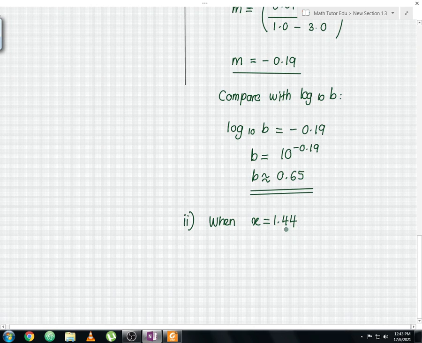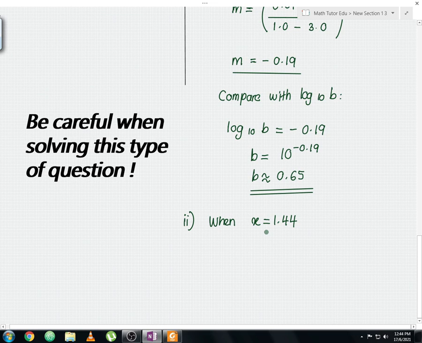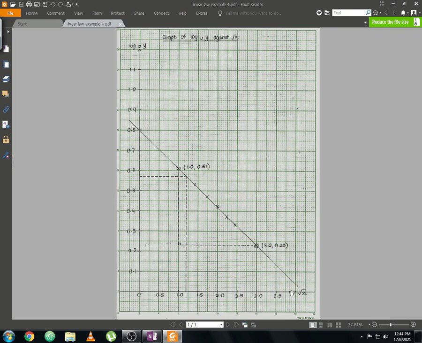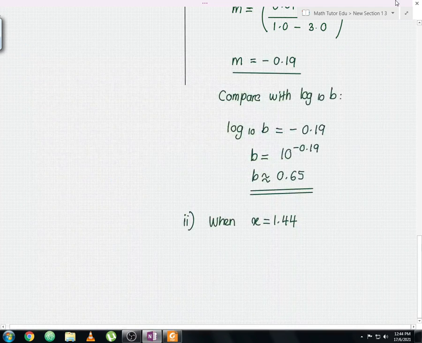some students, what they do is they immediately take this 1.44 and then they take the value directly from the graph. Okay, you should not be doing that, guys. You should be really careful, particularly in this type of question. So take a look at the x-axis in the graph paper. It is actually square root x, not x itself. So you should be really careful here.